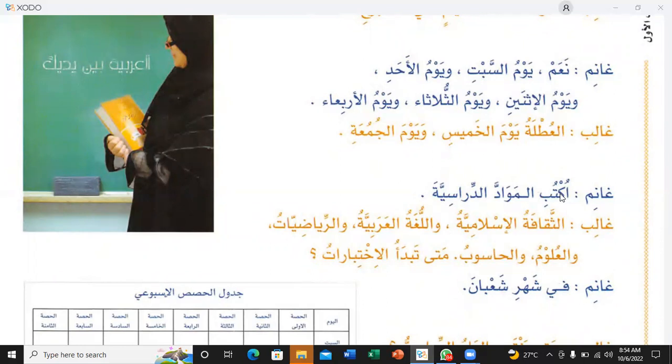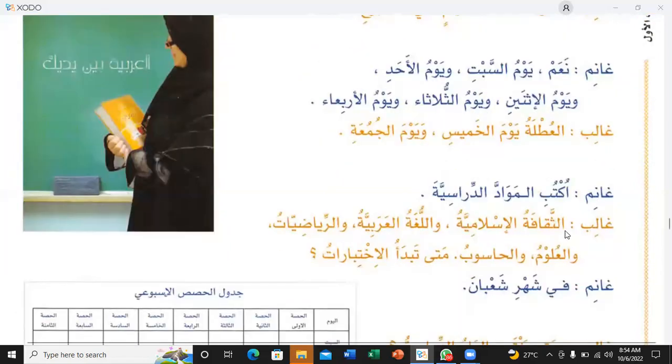Uktubil Mawada Ad-Darasiya. I write study material. It's a command, ma'am. Write the study material, not I write. Uktub, write, is a command, amr. Aktubu is I write, fe'l mudare'. Okay. Uktub is write. Study lessons. Write the study material. Yes.